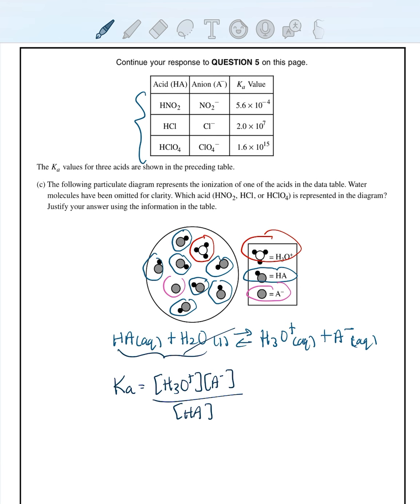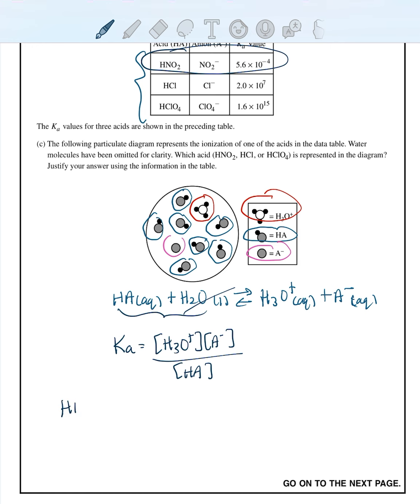So the acid that this diagram represents must be HNO2, because HNO2 has the lowest Ka value. And when it has a small Ka value, that means you have a low concentration of products, which is your numerator, and a high concentration of reactants, which is your denominator, and it also represents a weak acid, meaning that it did not dissociate very much. It dissociated to a very low degree, okay?